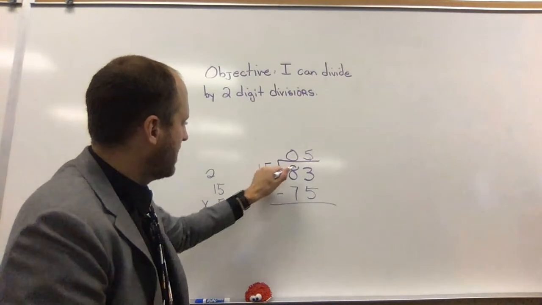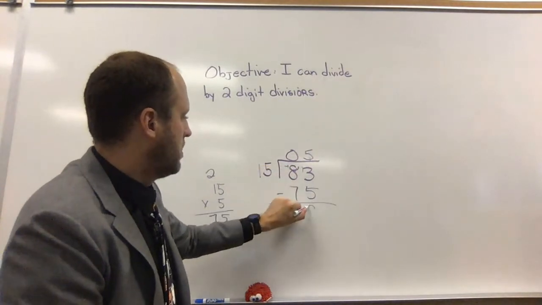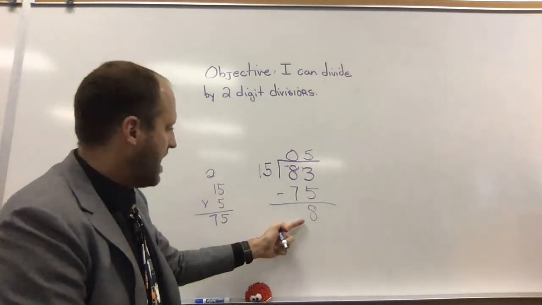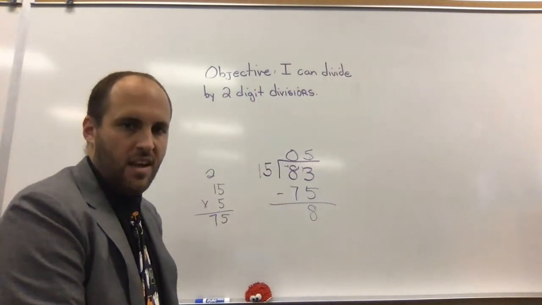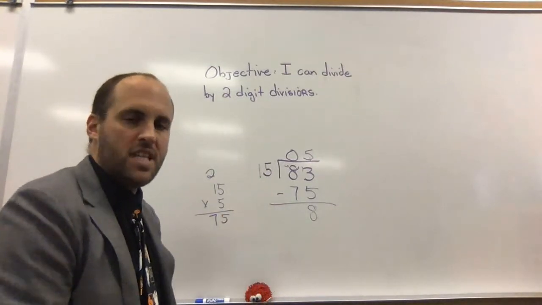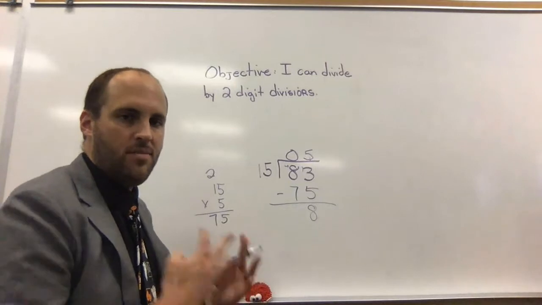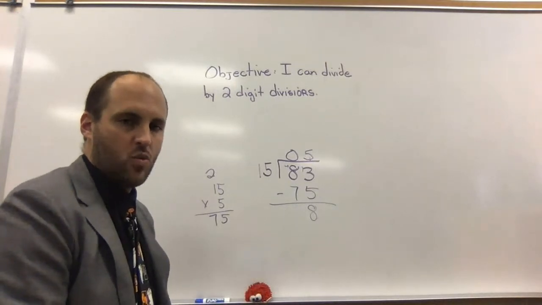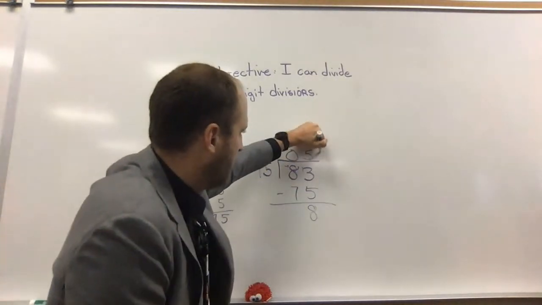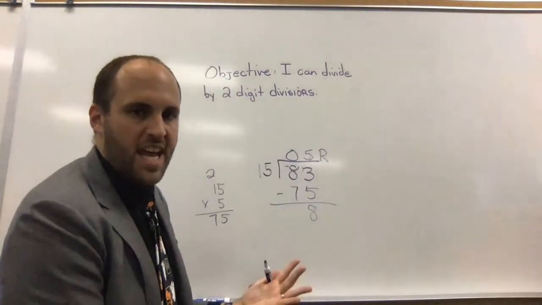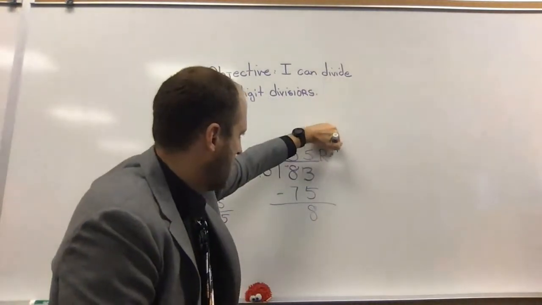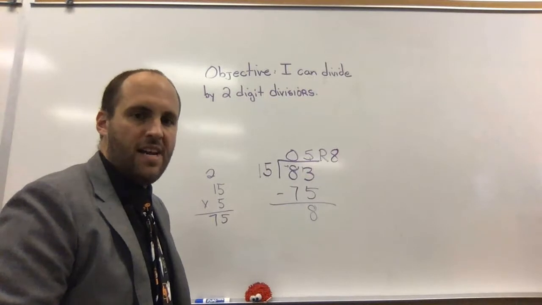75. And when we subtract here, this time, we get an 8. And 8 is smaller than 15. So even though we didn't get it right that first time, it gave us enough information to know what number to pick the second time, which is really important. Using the information that we learn, even through our mistakes, helps us get the right answer. So our answer here is 5 remainder 8.